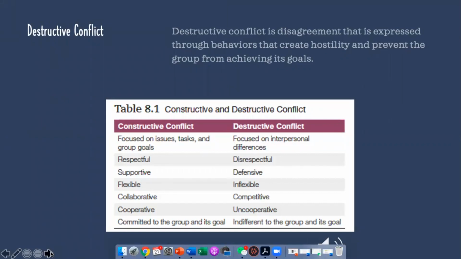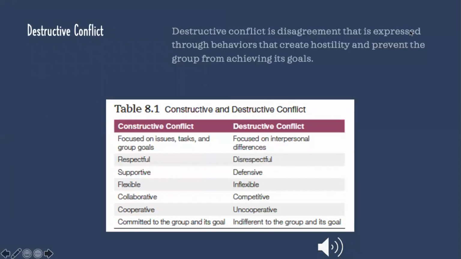Now let's take a look at the destructive conflict. This has to do with disagreement that is expressed through behaviors that create hostility and actually prevent the group from achieving its overall goal. So as you can see here on this chart, it has a contrast between the constructive conflict and destructive conflict, which under constructive we see that they focus on the idea and the task and the group goal. They're respectful, supportive, flexible, collaborative, they cooperate with each other, and they commit to the group goal.